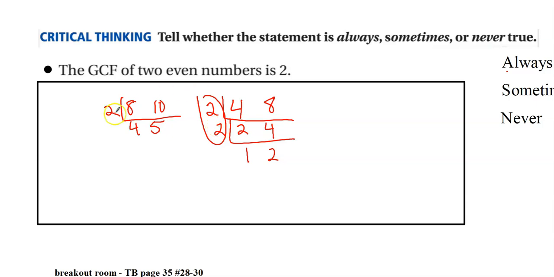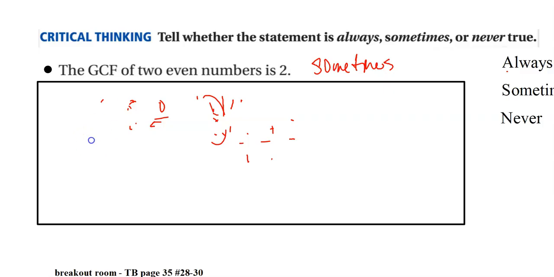So I have one where 2 even numbers have a greatest common factor of 2, and 2 even numbers where the greatest common factor is 4. So this is sometimes true. Sometimes. Okay, now I'm going to go ahead and erase this and move my box down.